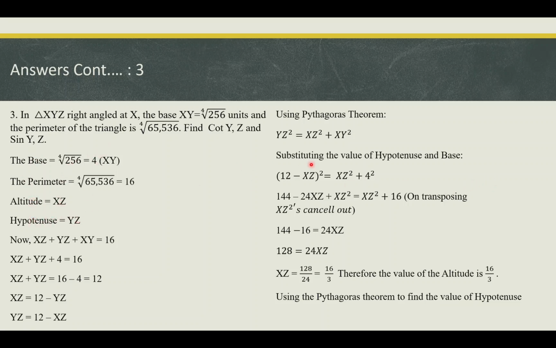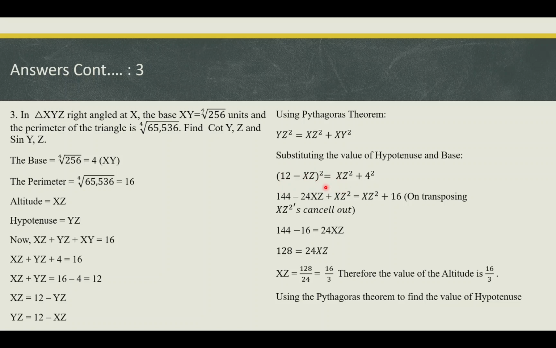So now after substituting the value of the hypotenuse and the base, we get 12 minus xz, whole squared, is equal to xz squared plus 4 squared. Just a note, you can substitute the value of xz also. What I mean is you just have to substitute only one value, but it can be yz or xz. It doesn't make a difference. But you can't substitute both of them, because then it will come to the same equation.